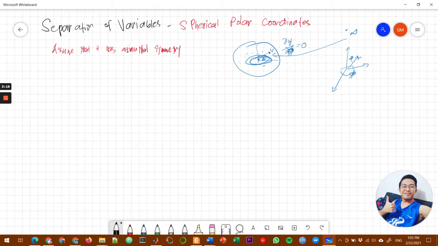So calculating for the Laplace equation in spherical polar coordinates would be easier because we will be dealing only with the Laplace equation in terms of two dimensions. So r and theta lang. So recall the Laplace equation in spherical polar coordinates. It's given by this form or expression.